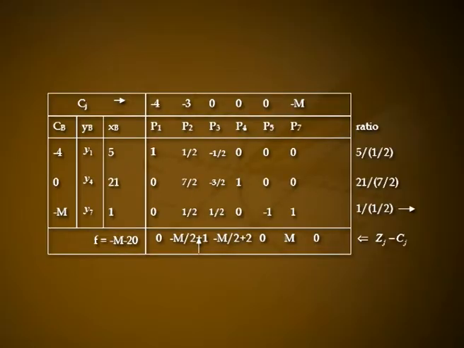The new iteration table is: here the most negative net evaluation is Z2 minus C2, that is equal to minus M by 2 plus 1. Corresponding minimum non-negative ratio is 2. Hence, the vector y2 corresponding to the variable x2 enters the basis and the vector y7 corresponding to the artificial variable a2 with least ratio leaves the basis. The column vector corresponding to a2 is also removed from the simplex table.